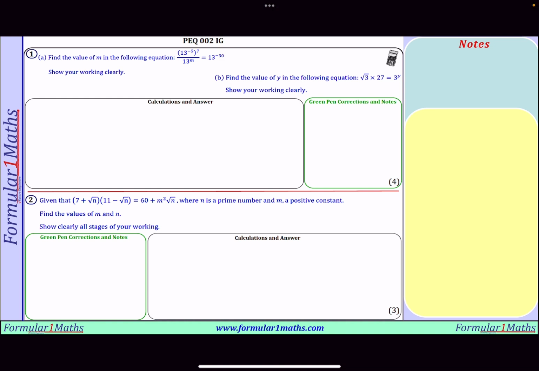This is past exam questions 002 for IGCSE. We've got 3 questions to answer. Question 1. A. Find the value of m in the following equation.